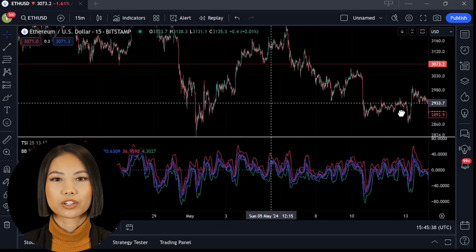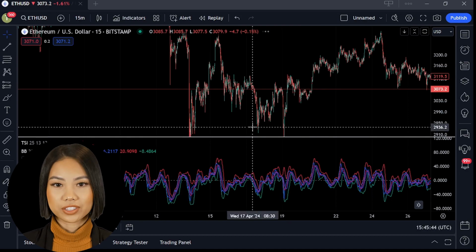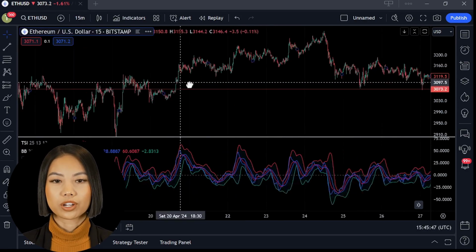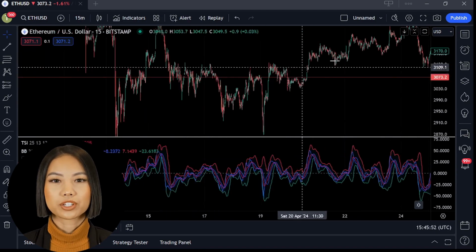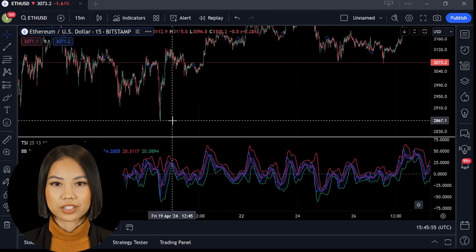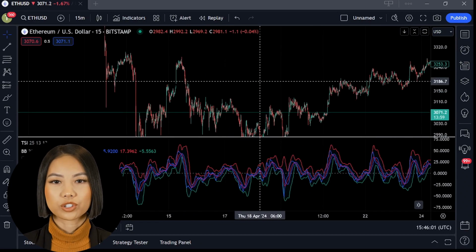Risk management. Effective risk management is crucial. Always use stop-loss orders to limit potential losses. For example, set a stop-loss below the recent swing low when buying or above the recent swing high when selling. Proper position sizing based on your risk tolerance and asset volatility is also essential. That's it for the True Strength Index.